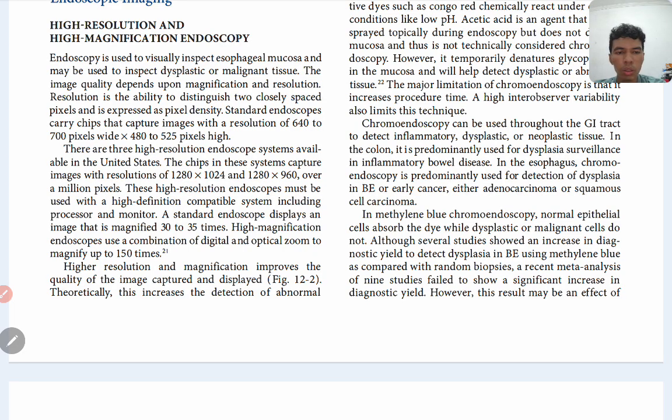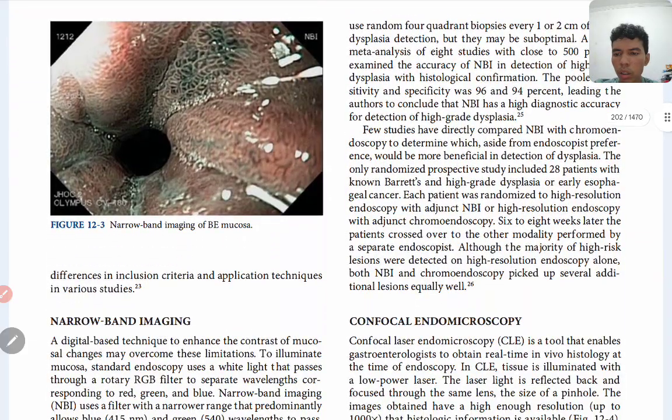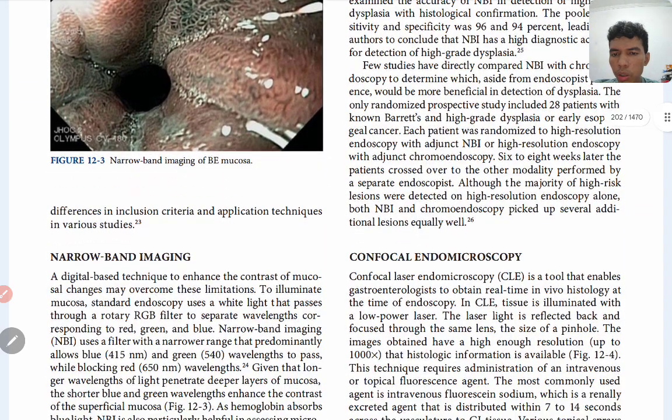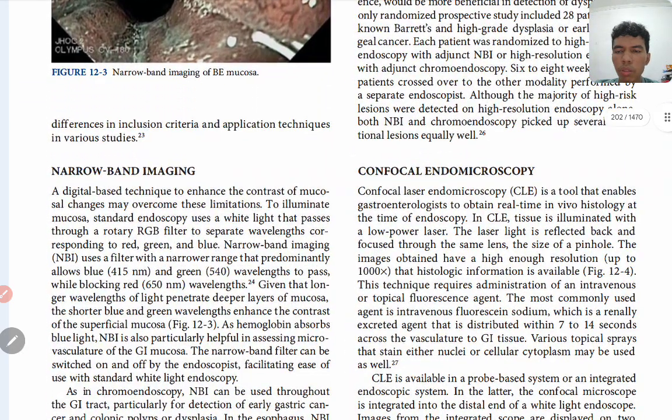Although several studies showed an increase in diagnostic yield to detect dysplasia in BE using methylene blue as compared with random biopsies, a recent meta-analysis of 9 studies failed to show a significant increase in diagnostic yield. However, this result may be an effect of differences in inclusion criteria and application technique in various studies.